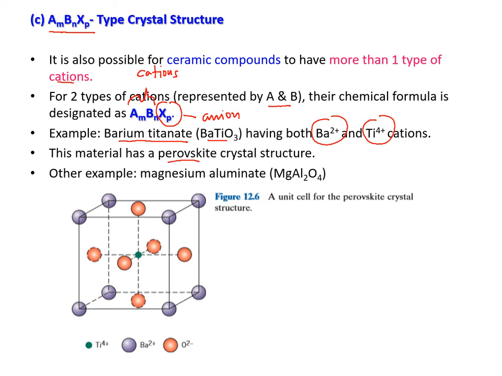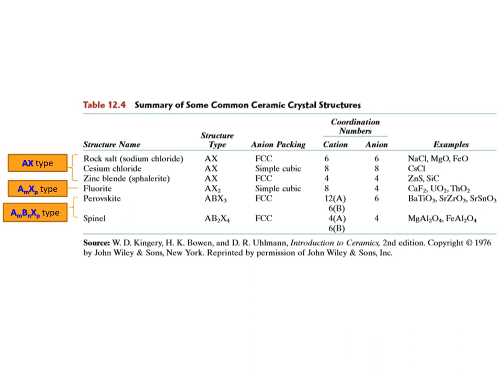So perovskite is actually a name of ceramics, or we can also call it calcium titanium oxide with chemical formula of CaTiO3. And the other example of this structure is magnesium aluminate. Table 12.4 is the summary of some common ceramic crystal structures.